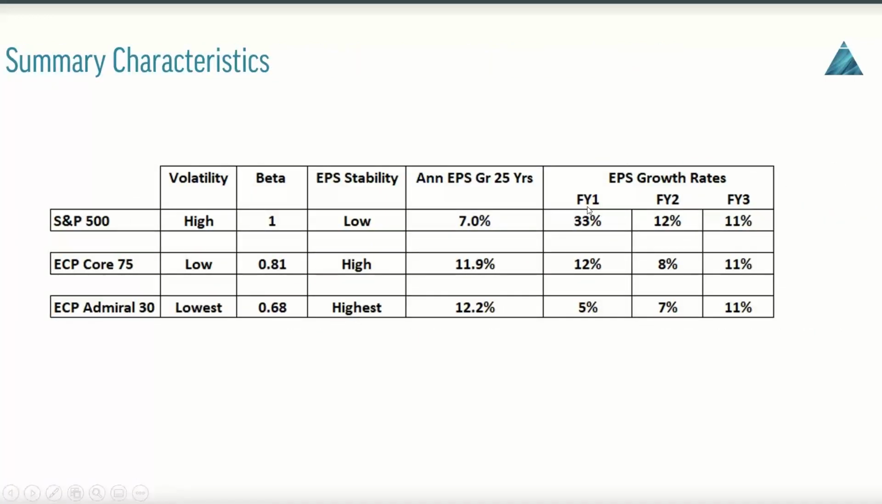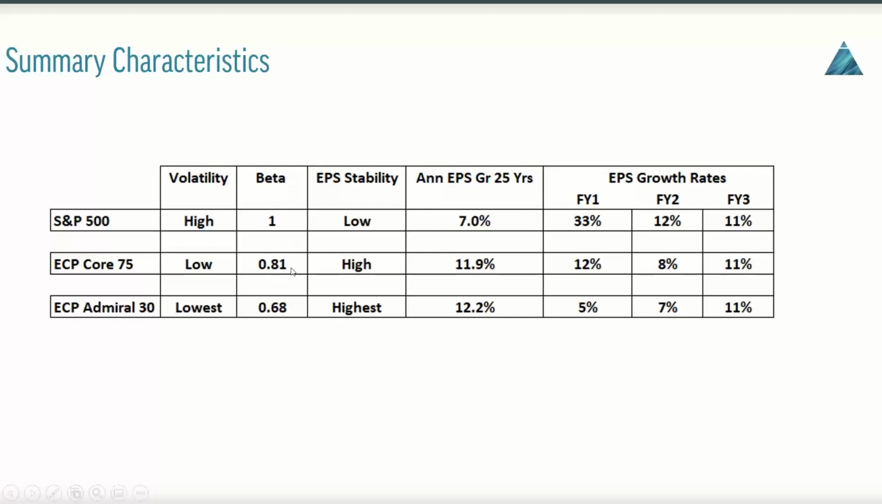Okay, so just to wrap up the summary characteristics, the S&P 500, right, has high volatility in terms of price volatility, has a beta of 1, has very low earnings stability relative to the earnings certain family, and has annualized EPS growth rates over the past 25 years of 7% annually. Its EPS growth rate for FY1, FY2, FY3 over here, I'll comment on this in just a minute, but let's go through the 75 and the 30. So the volatility on the 75 is low. The 30 has the lowest volatility, right? We saw that line was even straighter.